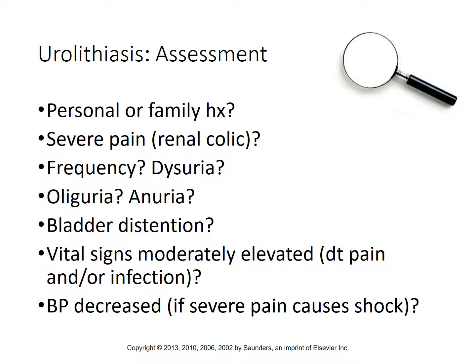When we do an assessment, we're going to ask about personal or family history, any severe pain, also known as renal colic for urolithiasis. How about their urination? What's the frequency like? Is there any pain? Is there just a little bit of urine or no urine at all? How about any bladder distension? Do you notice anything? How about the vital signs? The vital signs may be moderately elevated due to pain and/or infection. The blood pressure may be decreased if the severe pain causes shock.